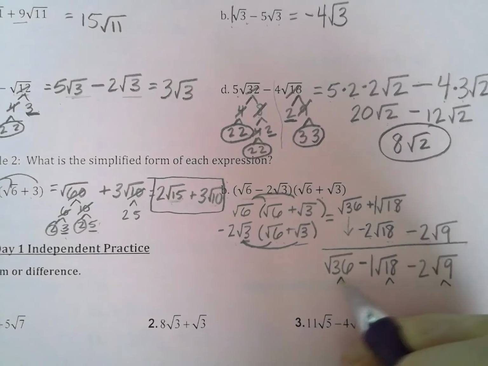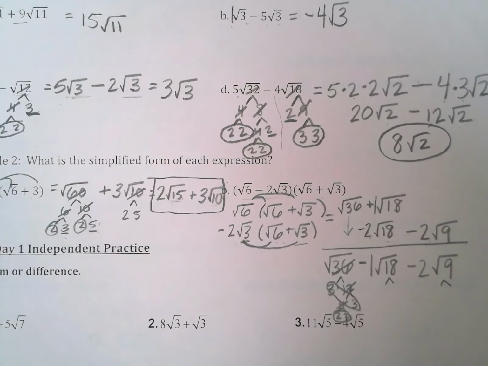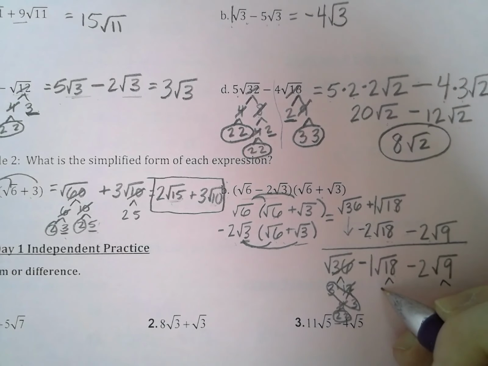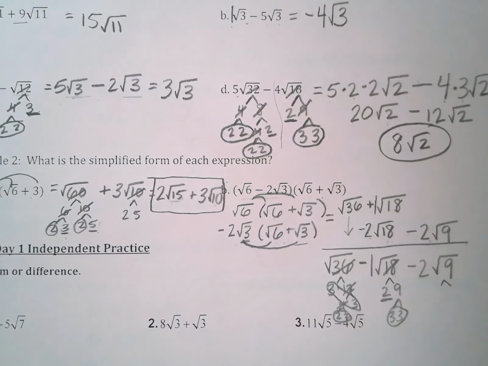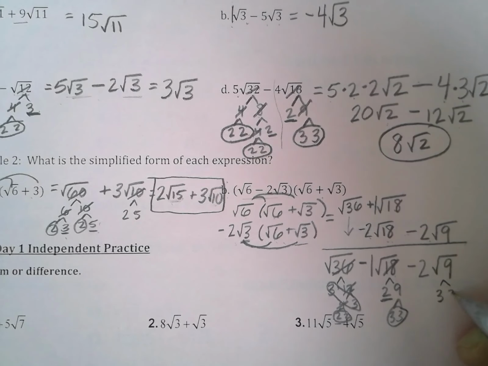So 36, let's see, 3 and 12 go into 36. 3 is a prime. 12 can be broken down into 4 and 3, and then 4 can be broken down into 2 and 2. So I have a pair of 3's and a pair of 2's. For 18, that can be broken down into 2 and 9. 9 can be broken down into 3 and 3. So a pair of 3's and a 2 left over. For this next one, 9 can be broken down into 3 and 3, so a pair of 3's.